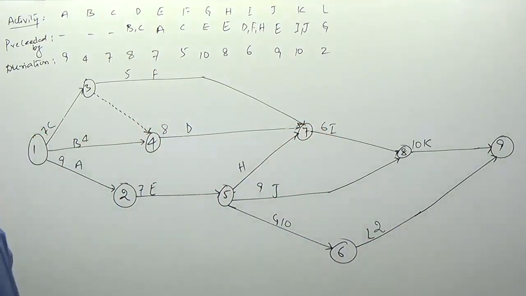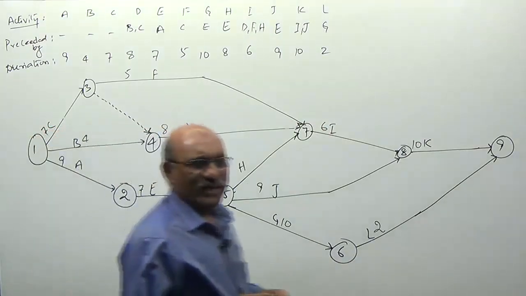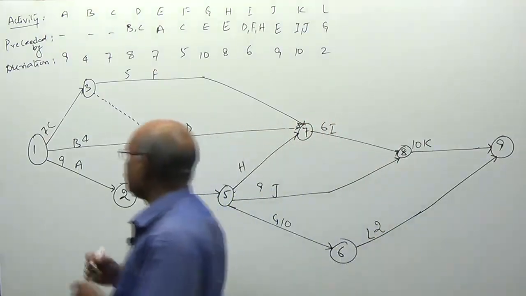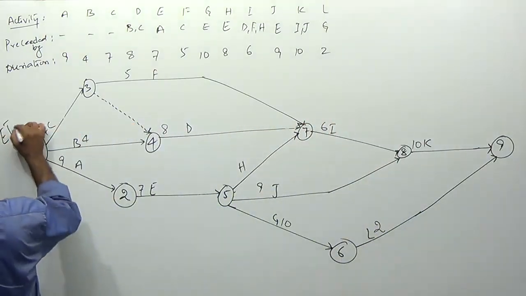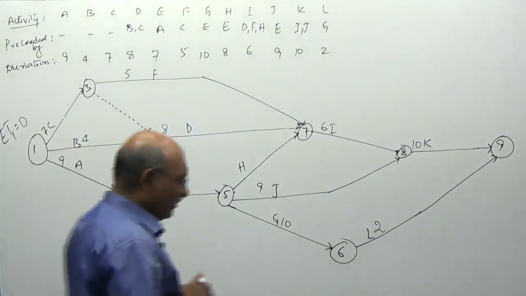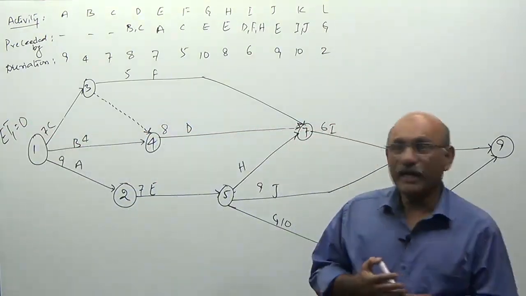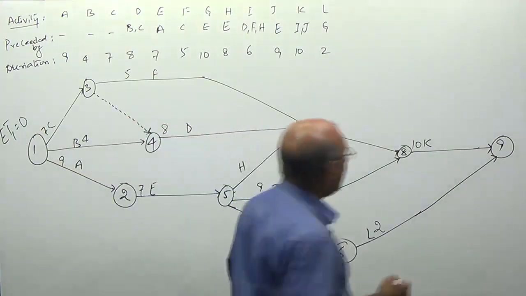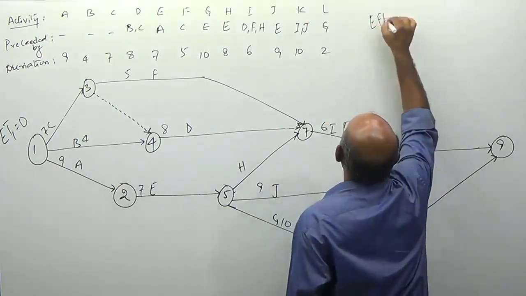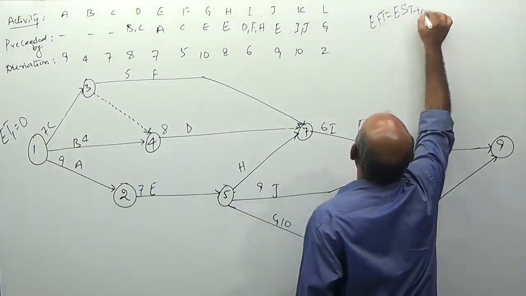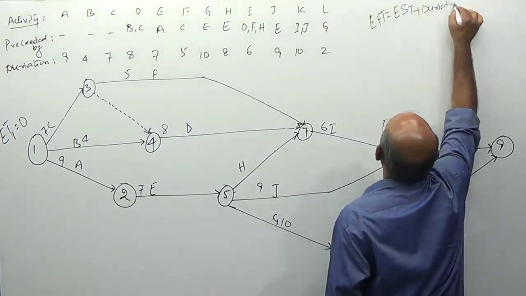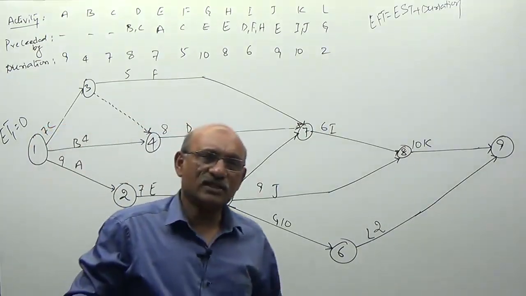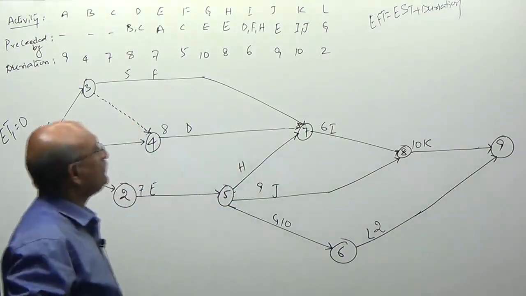Okay. Now, let us calculate the earliest timings. Earliest timing of node 1 is equal to 0. As a rule, you start, sir. Earliest timing of node 1 is equal to 0. How can I calculate the earliest finishing time? Earliest finishing time is equal to earliest starting time plus duration.